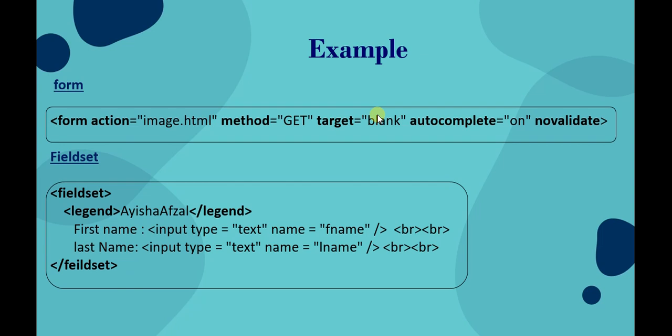Autocomplete on or off. Autocomplete means if you typed something already and inserted that value, if we set it to on it will automatically refill it. If it is off, each and every time you have to fill the form anew. Novalidate. Validate means the form values must be proper and correct, and they will be validated. Novalidate means no problem, it doesn't validate anything.